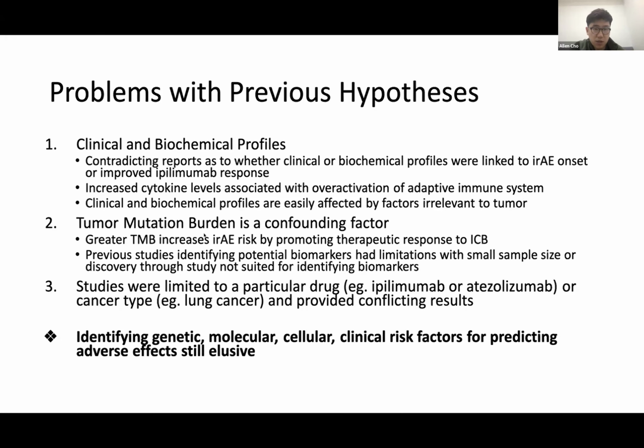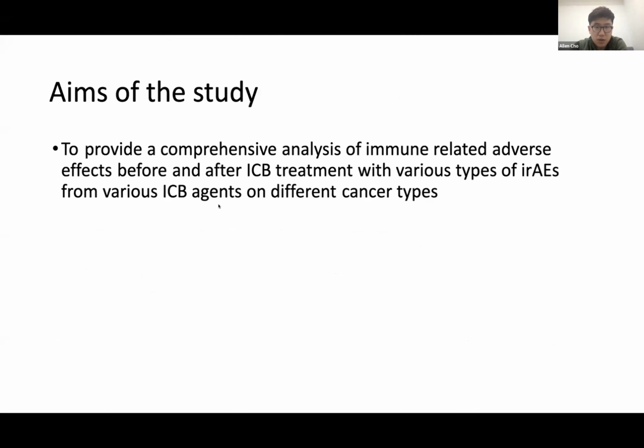TMB was also an issue, as they found it to be a confounding factor rather than a factor in increasing adverse event risk. And then also the problems were that the studies were limited to a particular drug and a particular cancer type. And even with those results, there were conflicting results. And so ultimately, we are still not sure what can actually be used to predict adverse events. And so in this study, as we all know, we're still trying to figure it out.